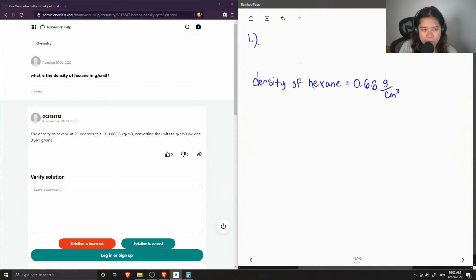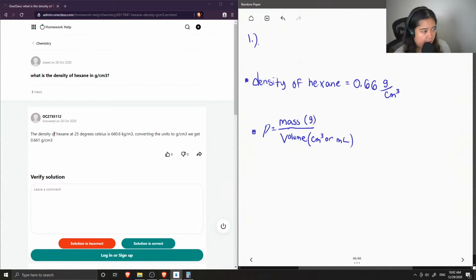Okay, so if we were to calculate for the density of hexane, we can do so by using the density equation. So that is my attempted symbol of density, which is just the rho, I believe. And density is equal to mass over volume. So depending on what you're given in a question, you can also calculate for the density of hexane, where mass is in grams, and volume can either be in centimeter cubed or in milliliters.